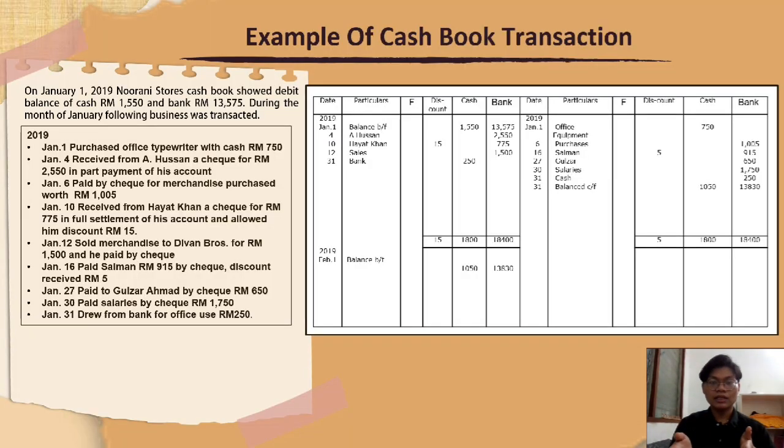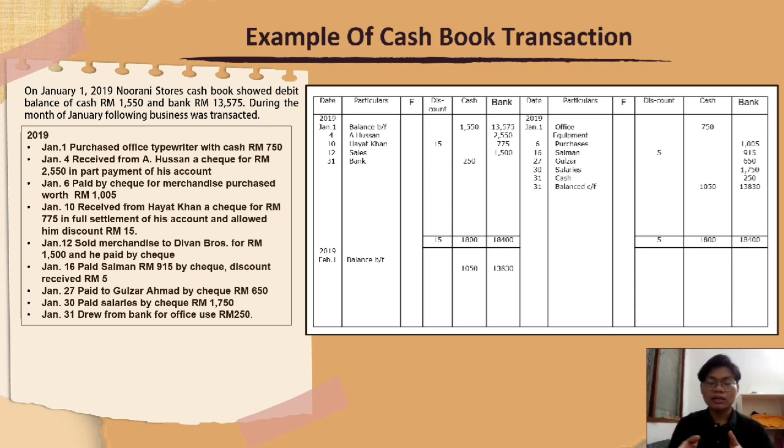Lastly, I will explain about the example of cash book transactions. So like we can see on the slide, we have the example of cash book, also the example of transactions. So we move to the transaction on January 1, 2019. Lorraine store cash book shows debit balance of cash RM1550 and bank RM13575 during the month of January. So we know that the store already established, already operated before this time period. So we recorded it as a balance brought forward from the past.